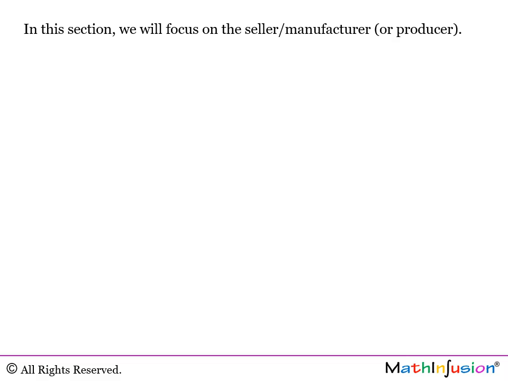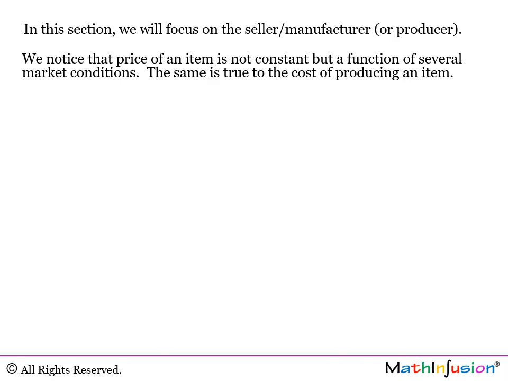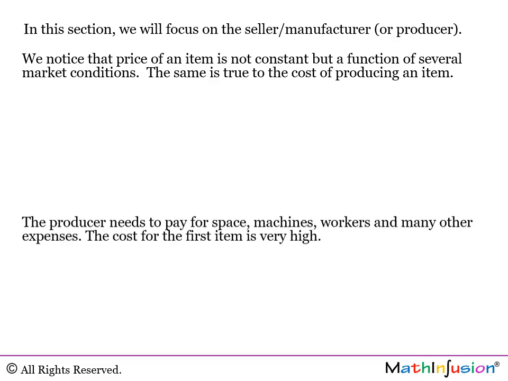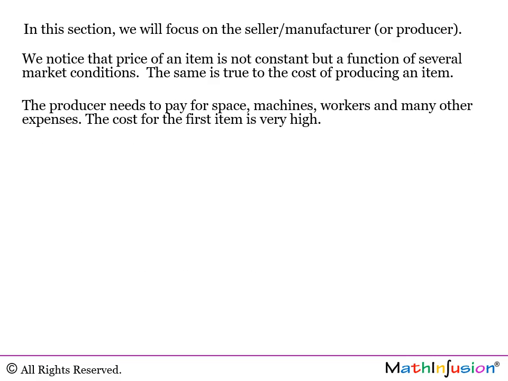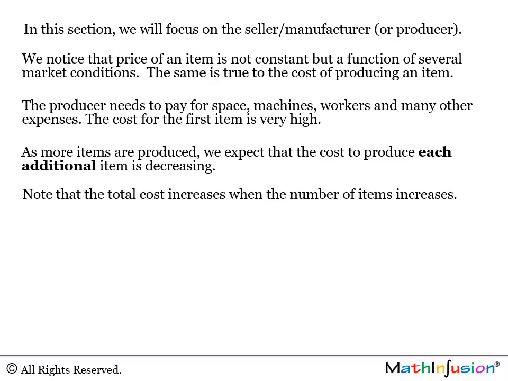In this section, we will focus on the seller or manufacturer or producer. We notice that the price of an item is not constant, but a function of several market conditions. The same is true for the cost of producing an item. The producer needs to pay for space, machines, workers, and many other expenses. The cost for the first item is very high. Note that the total cost increases when the number of items increases.